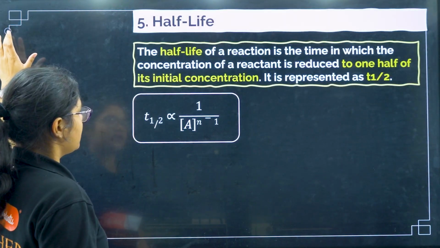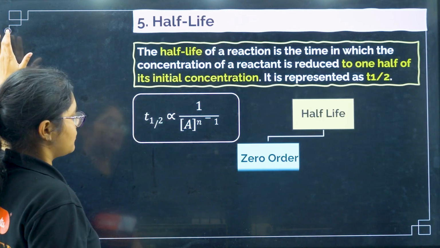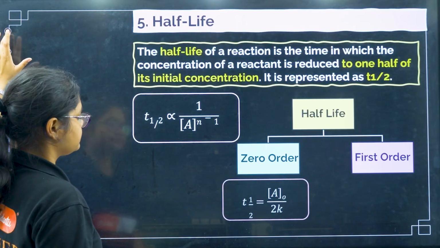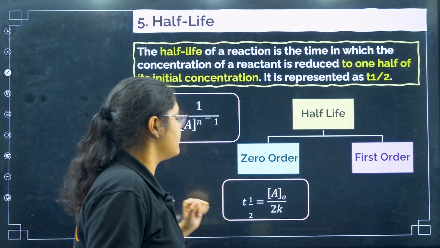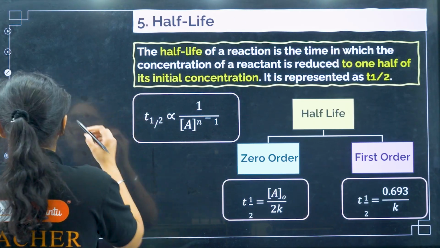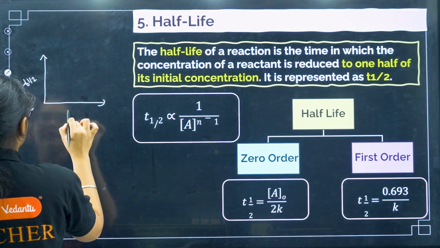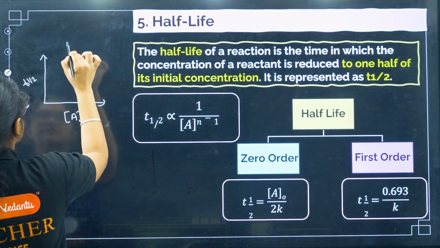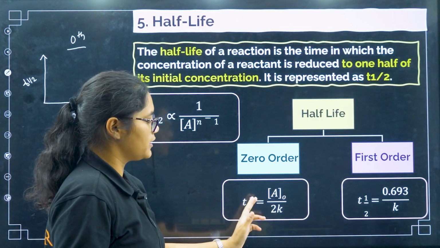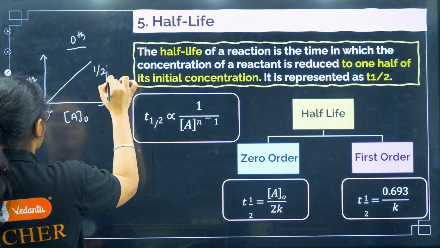Okay, next, the half-life equation: t half is proportional to 1 by a naught to the power of n minus 1. For zeroth order it is a naught by 2k, and for first order it is 0.693 by k. So if I have a graph for t half and a naught for zeroth order, then it is a straight line passing through the origin with slope 1 by 2k, okay.